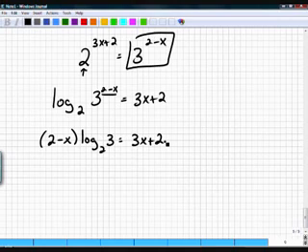Any questions so far? What I would do here is go ahead and find log base 2 of 3. You could divide by that 2 minus x if you wanted to, but you're going to have to move it back over. Find log base 2 of 3. So you do log of 3 divided by log of 2 to do that.